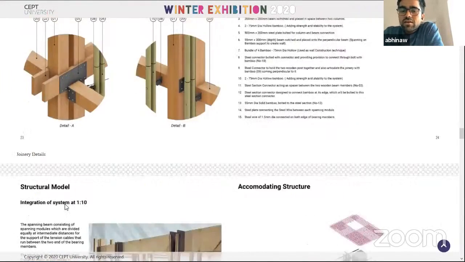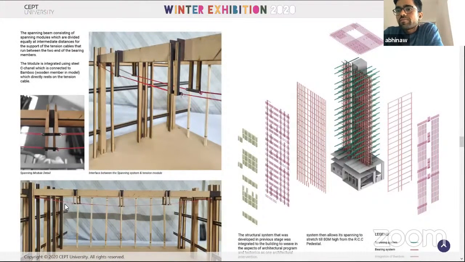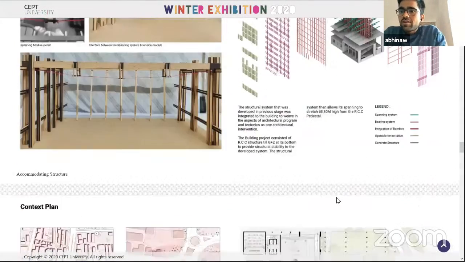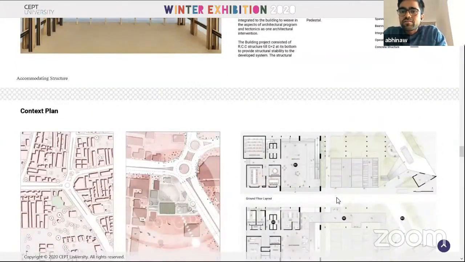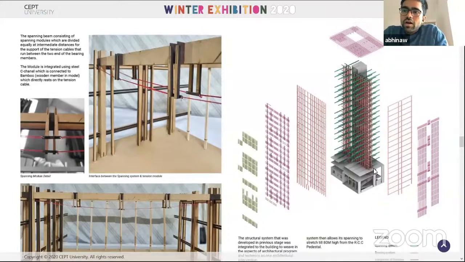Coming next, then we came up with more design ideas, like how to use those developed structural details, and how to combine them to make a building. So we combined all the details and came up with a structural model which can provide space and provide a building for our architectural program.